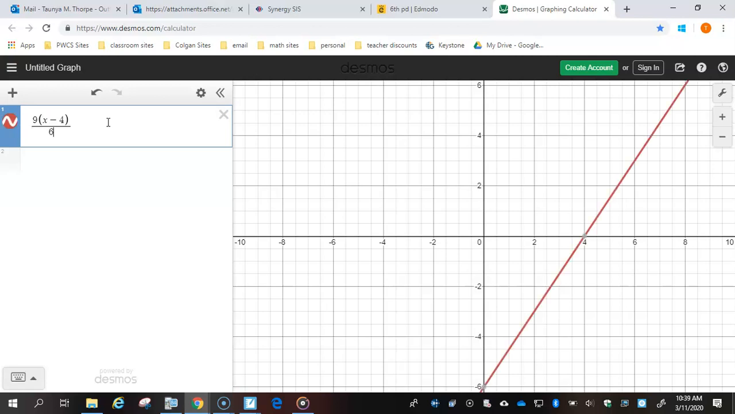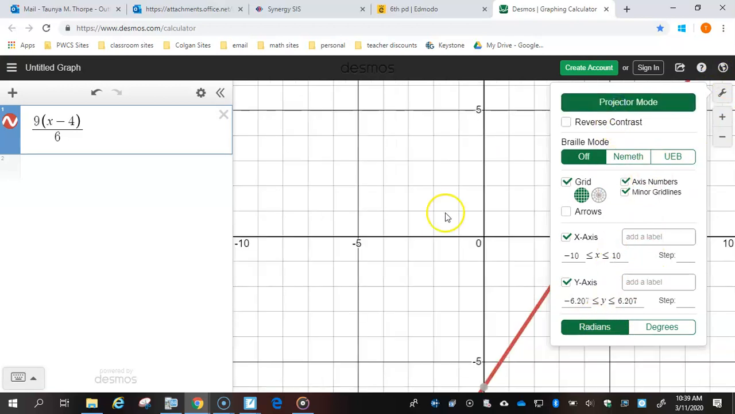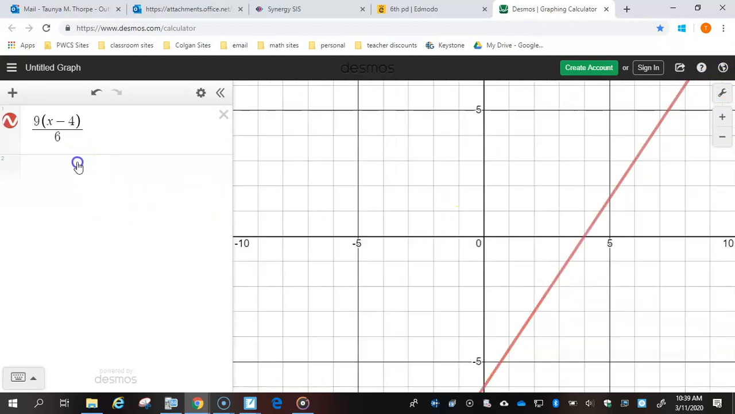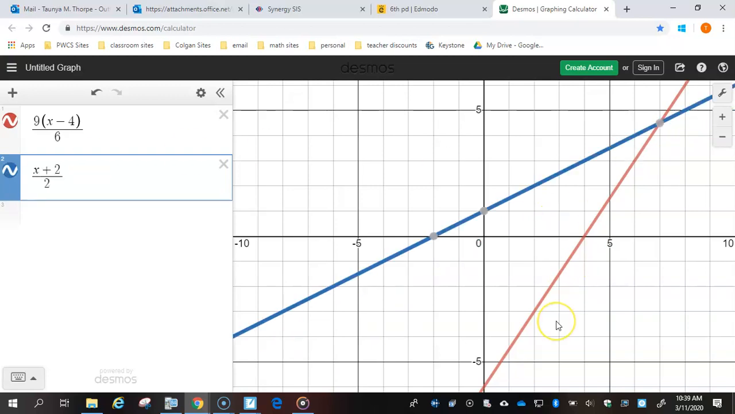So if I put in one side, it gives me this graph. I'm going to make this a little thicker so we can see it. And then put in the other side of your equation. And it gives you the other graph. And you're looking for where do they intersect. But because our variable was x, we need to look for the x coordinate, which is 7. And you can do that for all of those.